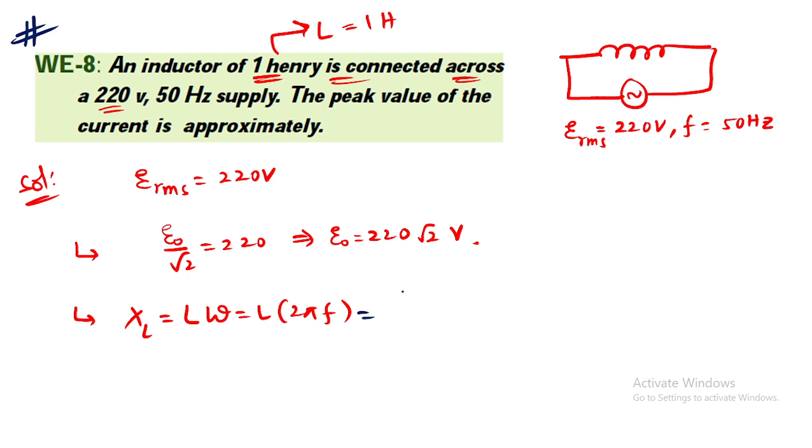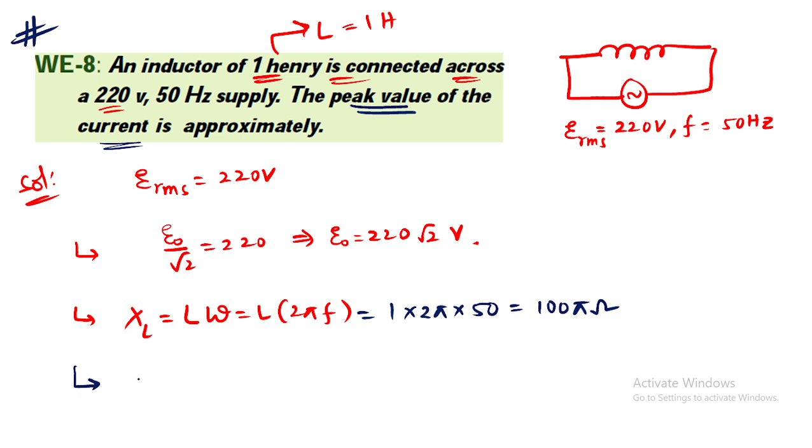So L you already have, that is 1 Henry. Already 2 pi, and the frequency is 50 hertz. So totally XL is 100 pi ohms. What are they asking? The peak value of current. For the peak value of current you can do peak value, or RMS, as you wish.